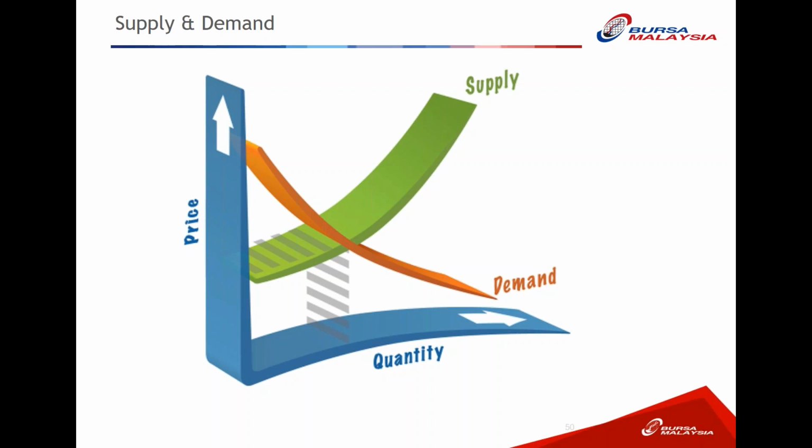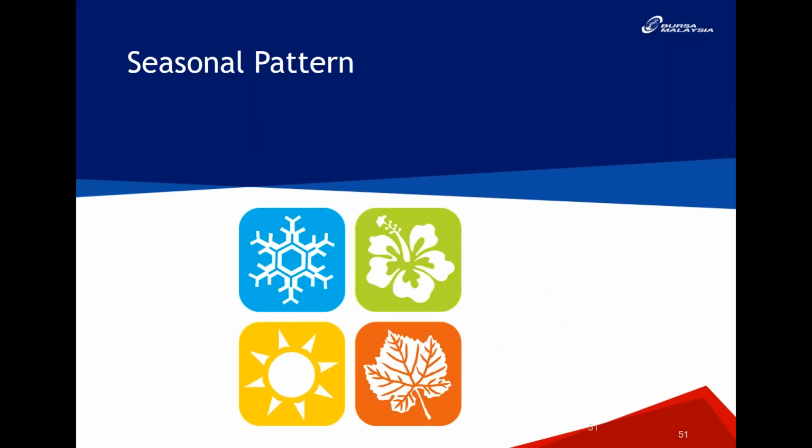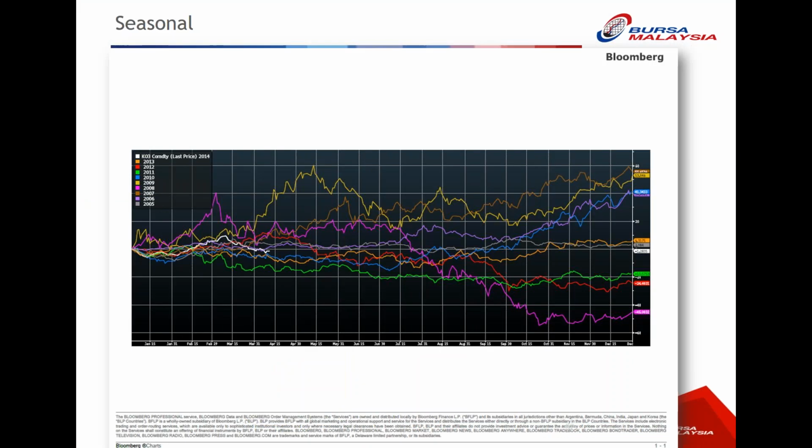But besides supply and demand, you should also look at another factor if you're trading palm oil, which is the seasonal pattern. There are four seasons in the weather, but not in Malaysia. Still, most palm oil traded looks at the Malaysian palm oil price or futures price for benchmark price discovery. Do you know that crude palm oil actually has its seasonal pattern?